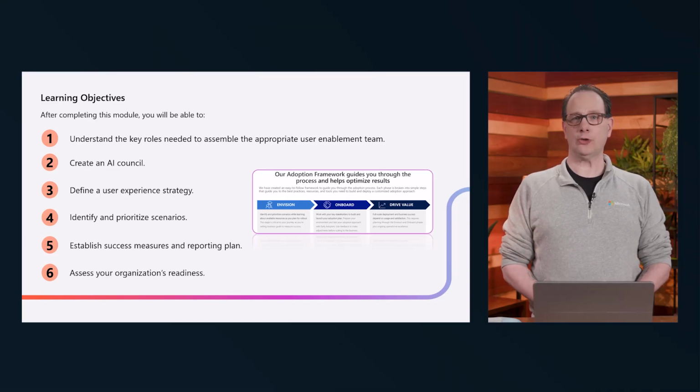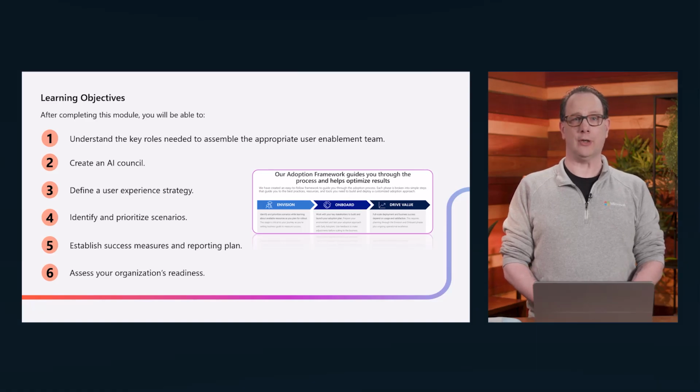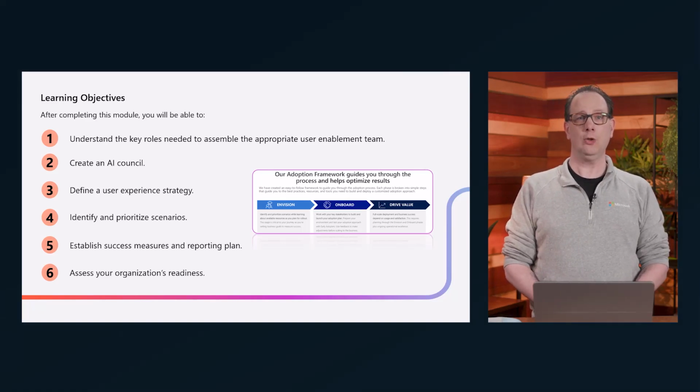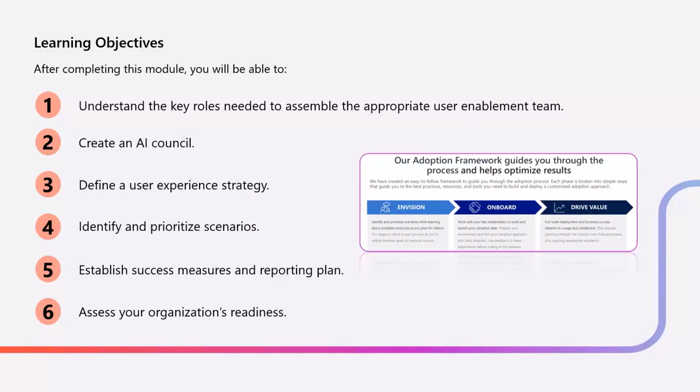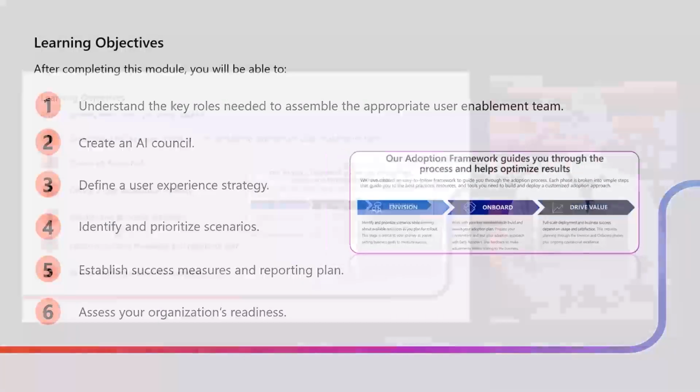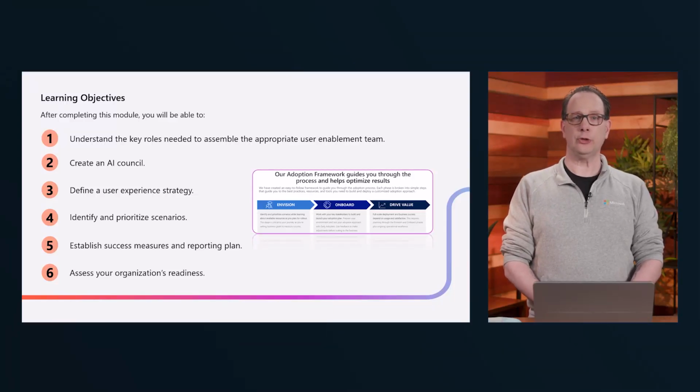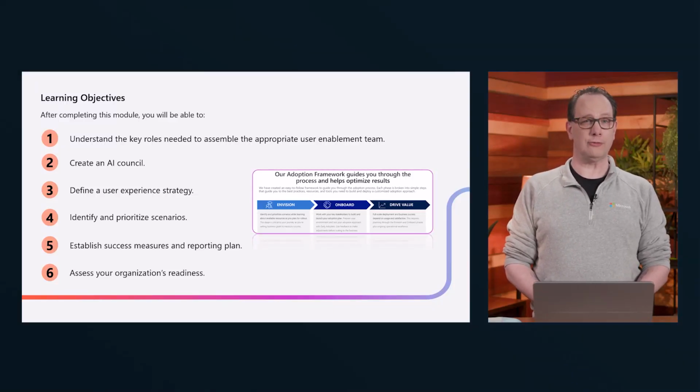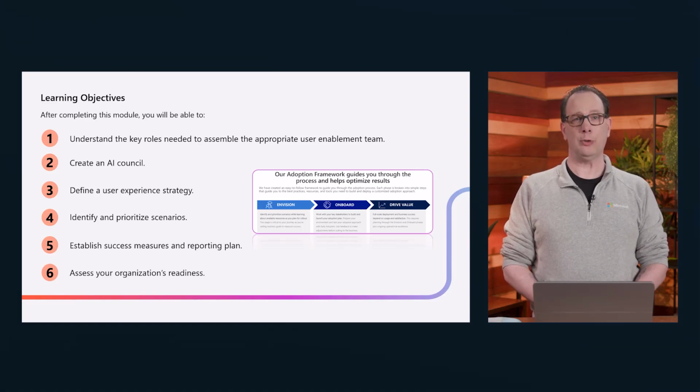This crucial phase focuses on laying the groundwork for successful implementation by teaching you how to identify and prioritize specific scenarios within your organization, understand and leverage available resources effectively, and set measurable business goals. You'll learn how to assemble a dedicated team, define a clear business strategy, and assess your organization's readiness for adoption. The main goal of this module is for you to set the foundation for that transformative adoption process, ensuring you're well prepared to navigate the challenges and opportunities ahead within the adoption of Microsoft 365 Copilot.